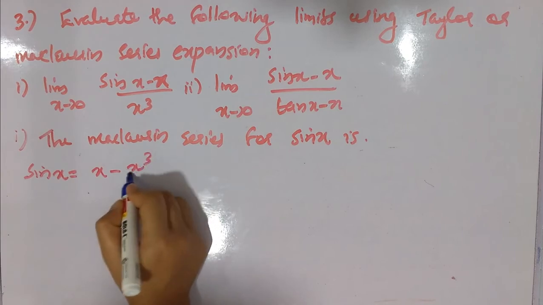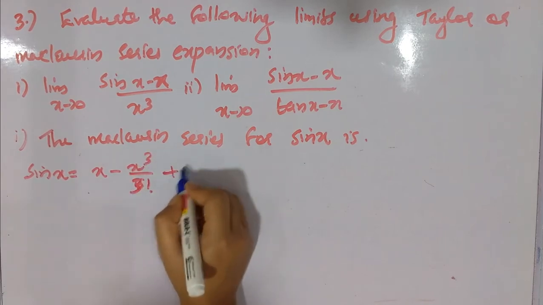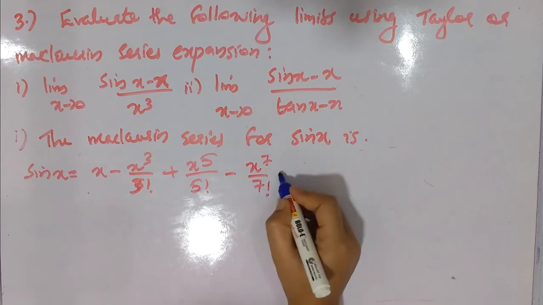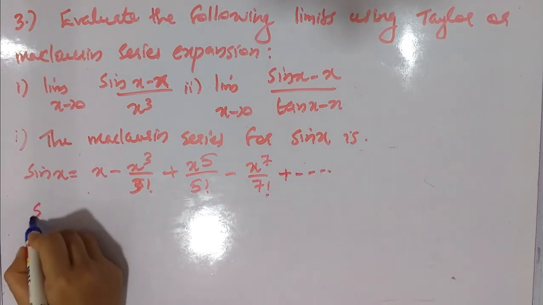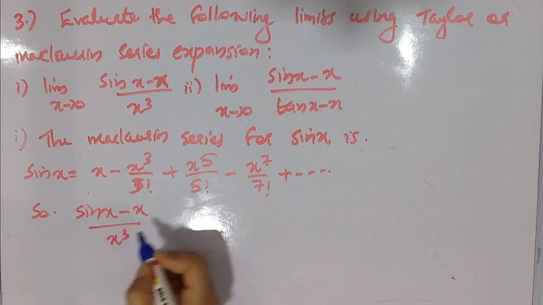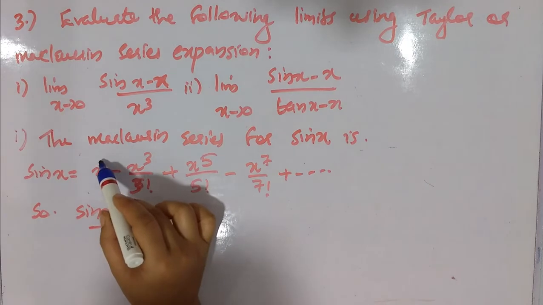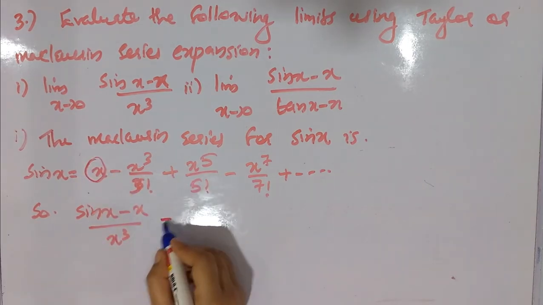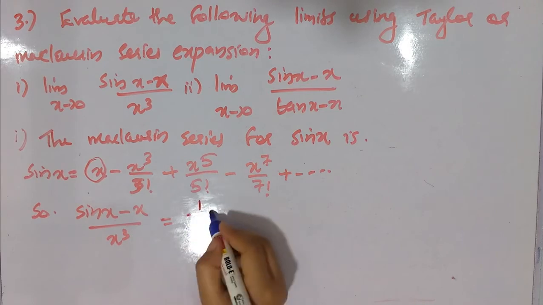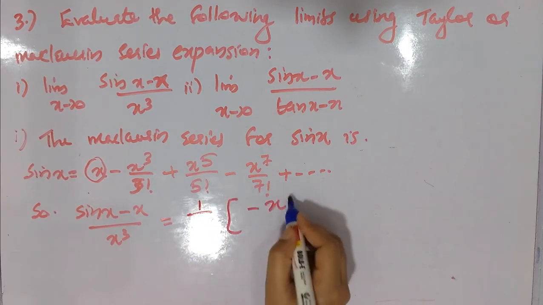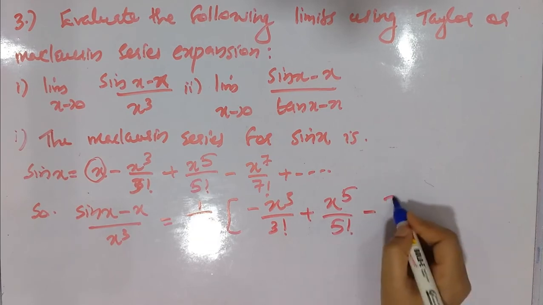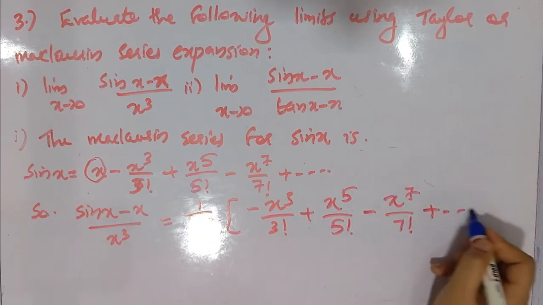The Maclaurin series for sin x is x minus x cube by 3 factorial plus x raised to 5 by 5 factorial minus x raised to 7 by 7 factorial plus etc. That is, sin x minus x divided by x cube: x subtract x is gone, minus 1 by x cube into x cube by 3 factorial plus x raised to 5 by 5 factorial minus x raised to 7 by 7 factorial plus etc.